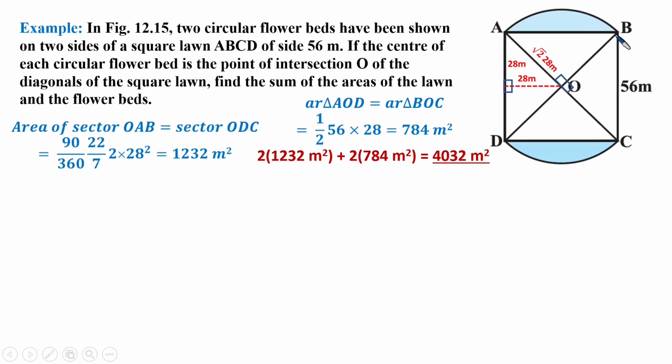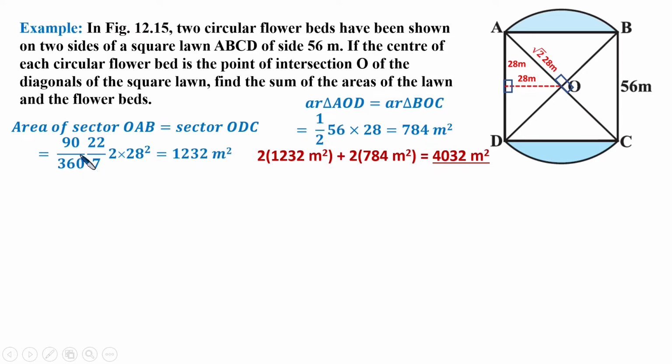Since this is a square, the diagonals will intersect perpendicularly, which we have seen in earlier classes. So this is 90 degree. So I use 90 degree by 360 degree. This is the area of a sector, that is ODC. Here I have written area of sector OAB is equal to sector ODC, that is 90 by 360, because this is 90 degree, then pi r square. Pi is 22 by 7, and r square is square root of 2 square, which is 2, times 28 square. So I get this.